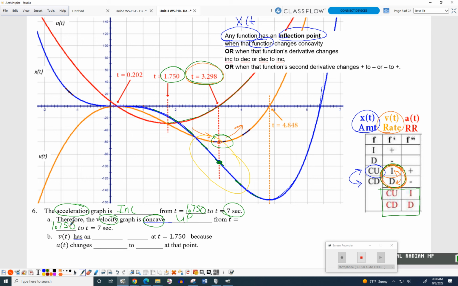Therefore, the velocity graph, you can see it. Here's velocity being concave down. And right there is the spot where velocity switches from being concave down to being concave up. And that point is called the inflection point. And just add one extra thing to that. It is the inflection point of the velocity. Yeah, perfect. 2 more.